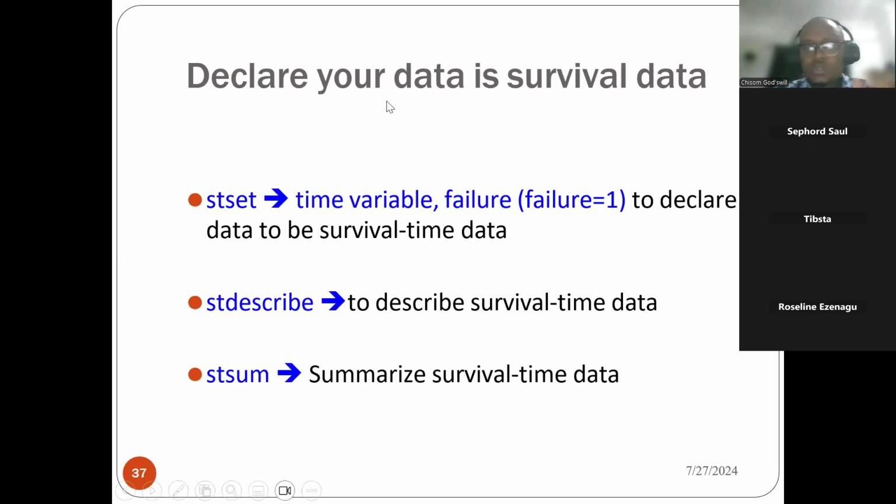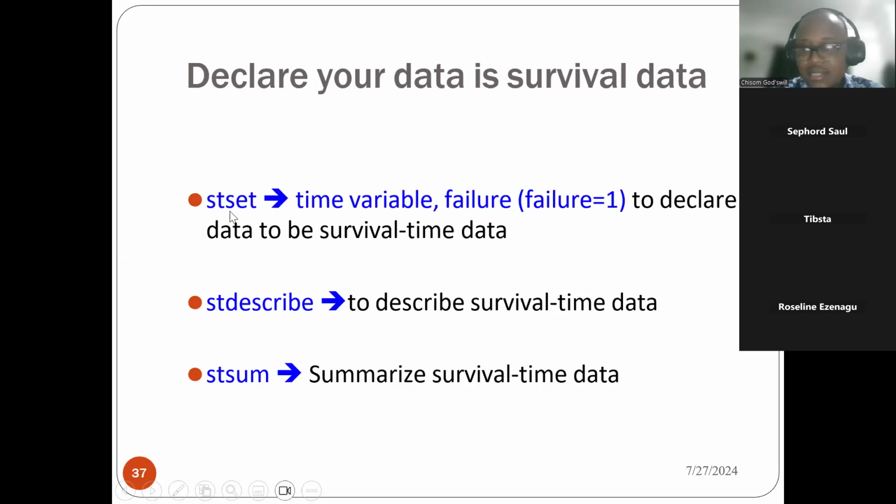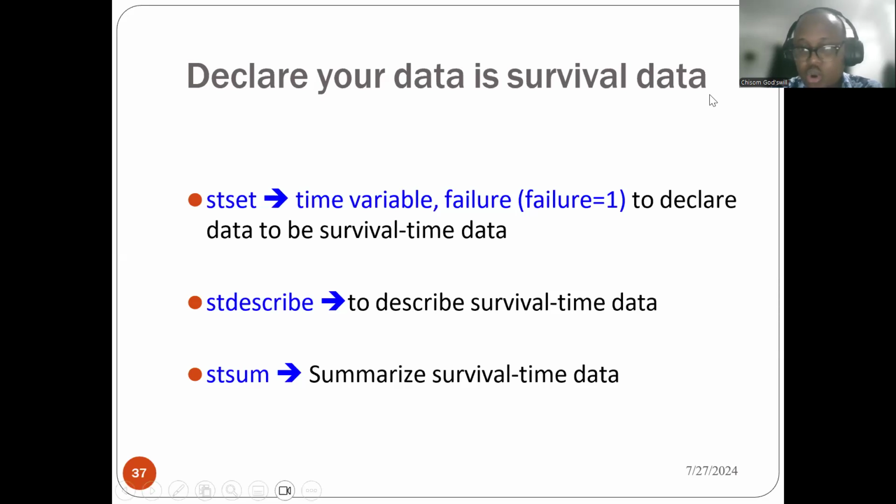Now, when you are done with your descriptive analysis, you go straight to declare that your data is a survival data. You must do this. If you don't do this, STATA will not recognize your data as a time to event data, please. So this is the command for it. Say stset. We're going to do the practical, but just know that this is the way it flows. You declare your data as a survival data. That declaration is important. When you've done declaring, you can then describe it. You can then summarize. Okay?